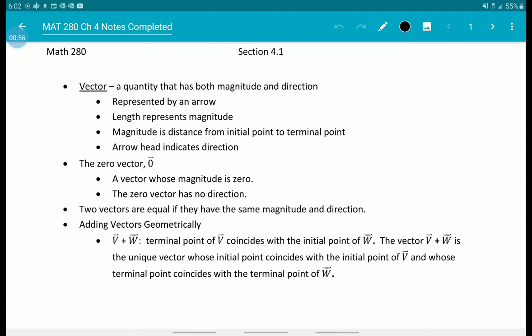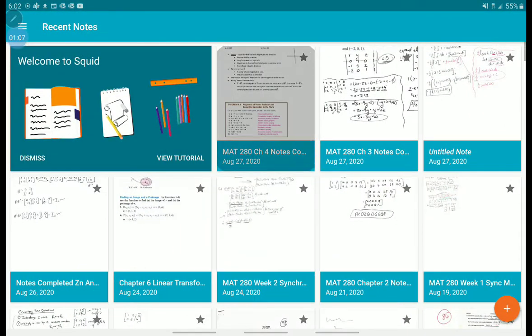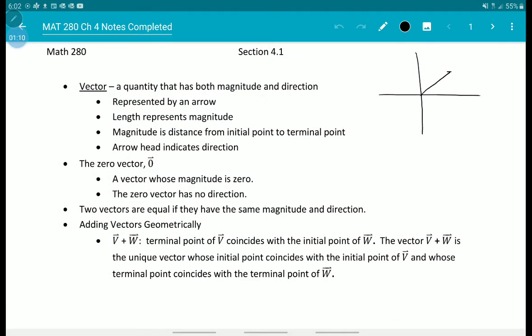So remember, a vector is a quantity that has both a magnitude and a direction. Usually we show a vector graphically by an arrow. So we may see a vector that looks something like this. It's got a magnitude and it's got a direction. Magnitude is how long it is. And the direction gives us a place that it's going to. So you can think about directions kind of like cardinal directions, like north, south, east, or west.